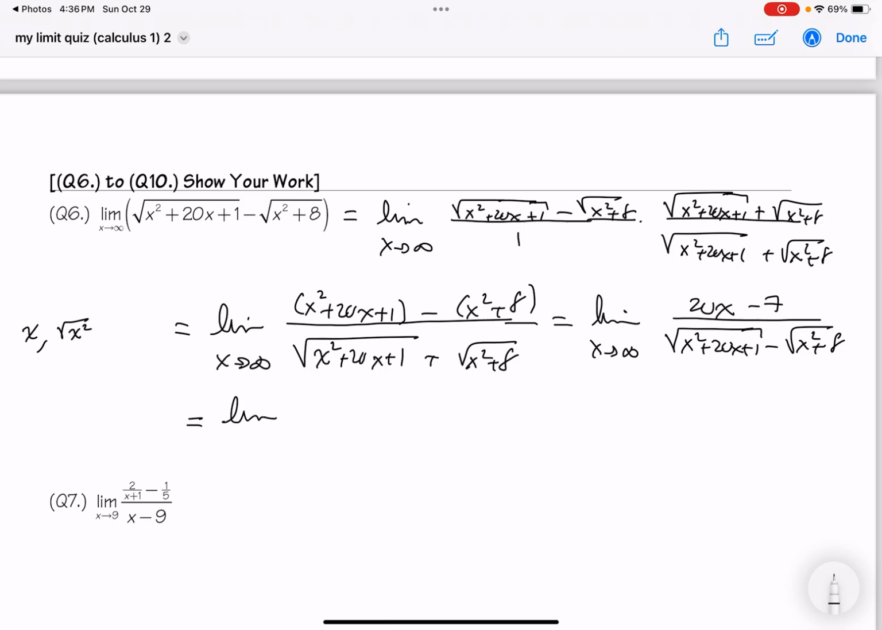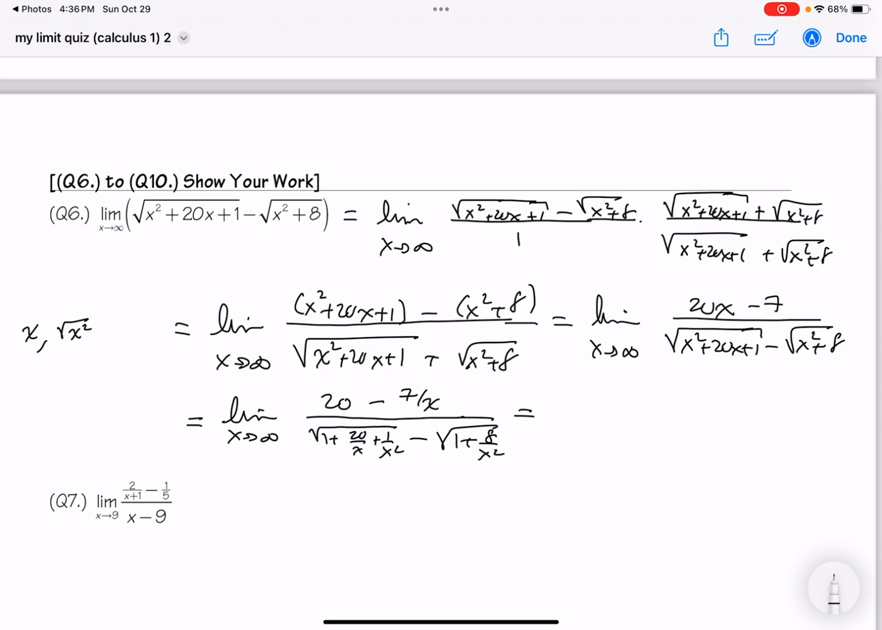So limit as x goes to infinity. I'm going to divide the top by x. I would get 20 minus 7 over x. On bottom, I'm dividing through by the root of x squared. And what are you going to get? The square root of 1 plus 20 over x plus 1 over x squared minus the square root of 1 plus 8 over x squared. And can I do that limit now?